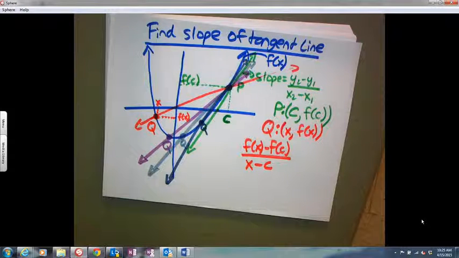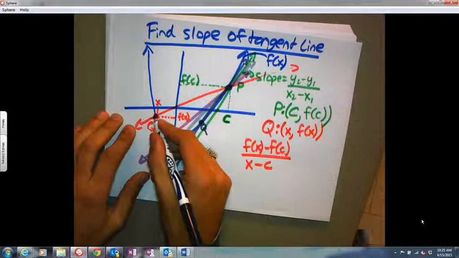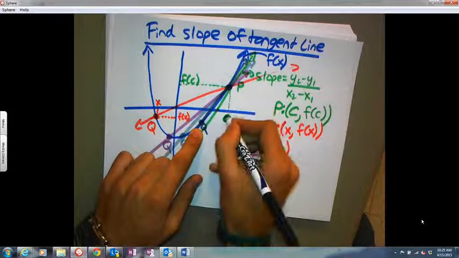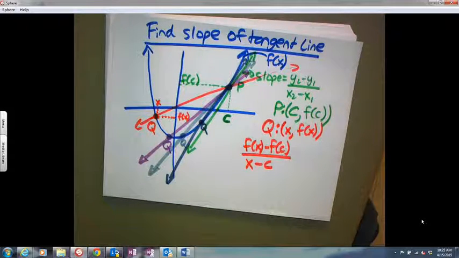So what are you noticing? As the Q point gets closer to P, the slope becomes a better approximation. And in an ideal world, where would Q be? Right next to P.